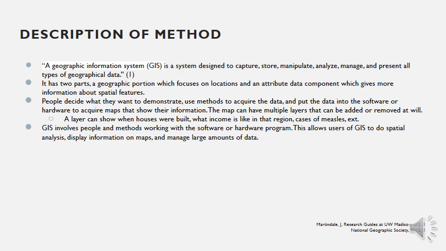The map can have multiple layers that can be added or removed at will. A layer can show when houses were built, what income is like in that region, and cases of measles, or other examples would be showing you how many dogs are in each house on average in a specific town.